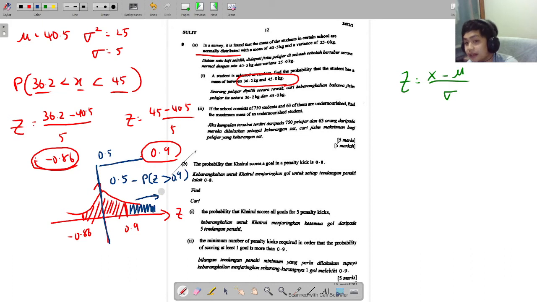Right? When you apply the z-score, you always find towards the tail end. So we have to minus off this, and on this side it is 0.5 minus the probability of z less than negative 0.86. How do I know this? Because it is going to the tail end as well, right? So I need to find this using my z-score.